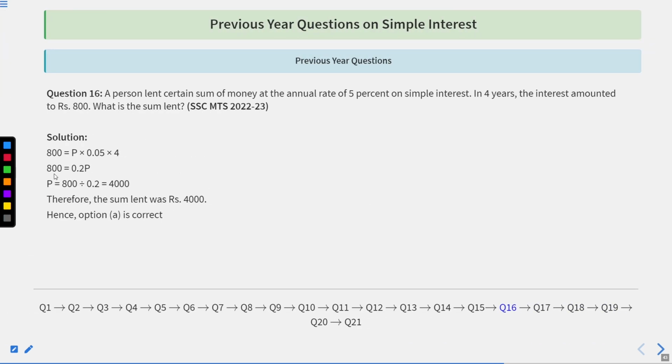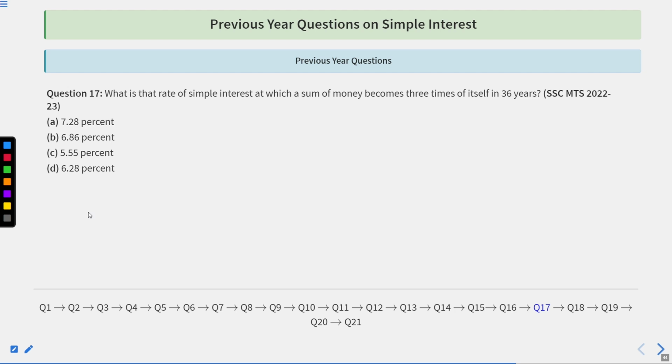So when you substitute the values, you will have 800 equal to principal into 0.05 into 4. That means 800 equal to 0.2P. So P is equal to 800 upon 0.2, which is 4000. So therefore the sum lent was 4000 rupees. So the option correct here is option A.